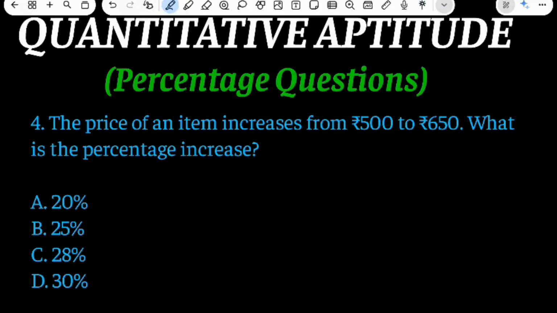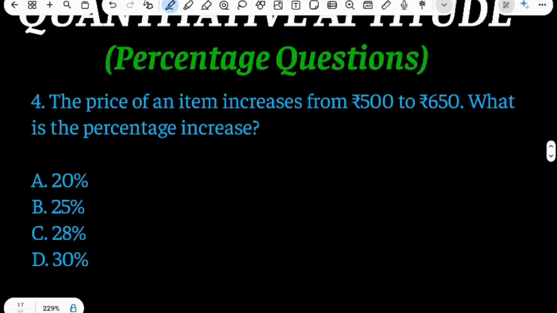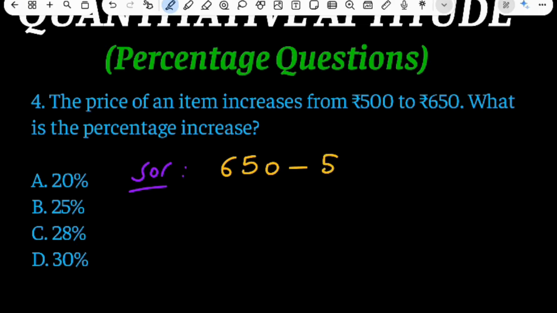If you know the answer, if you can solve it by yourself, pause the video and share your answer in the comment box. I am waiting for your responses and hope we are on the same page. Now let's solve it. First of all, we simply subtract the lowest value from the highest value. That is, we subtract 500 from 650 and divide it by the smaller value, that is 500.